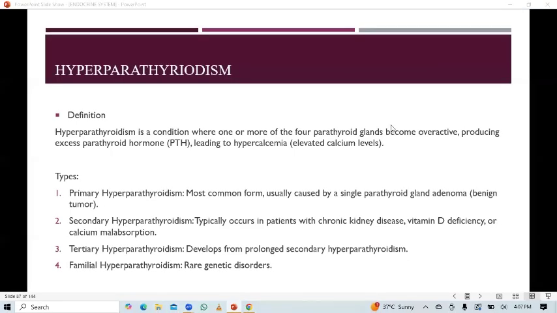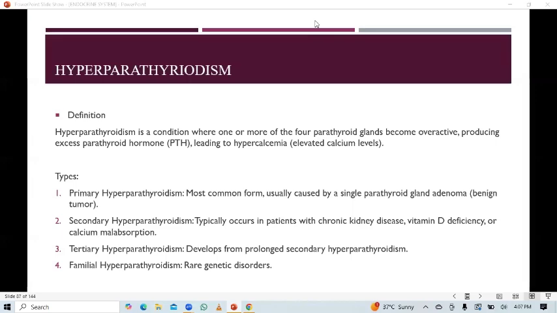Okay, all right. So we began with the general overview of the endocrine system. I'm sure we all know that the endocrine system consists of glands, and these glands produce hormones. Each of the hormones has its specific function in the body.